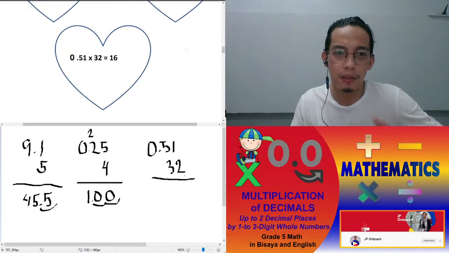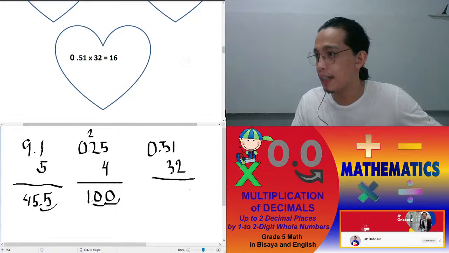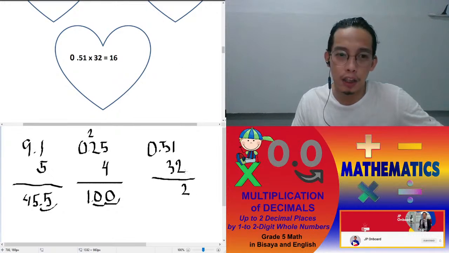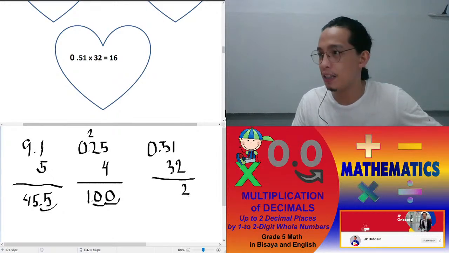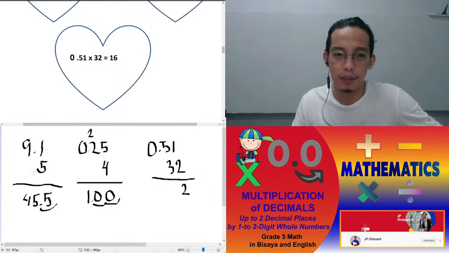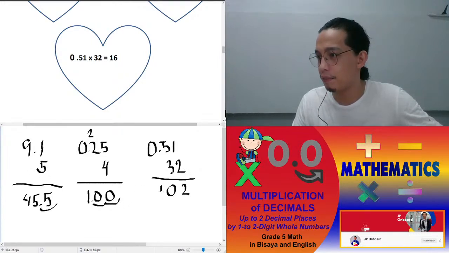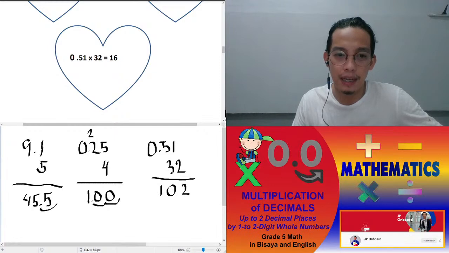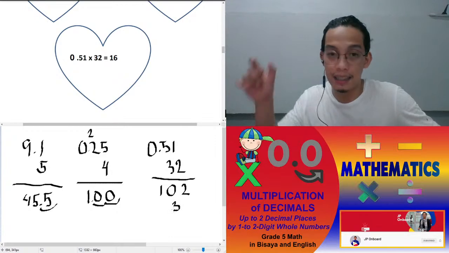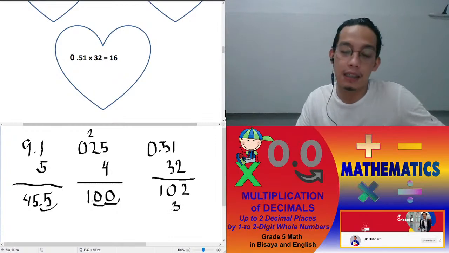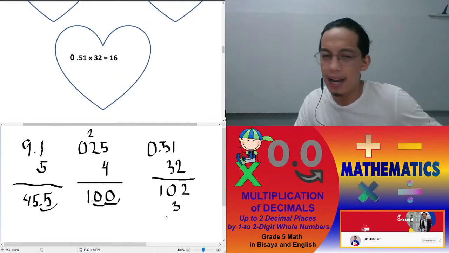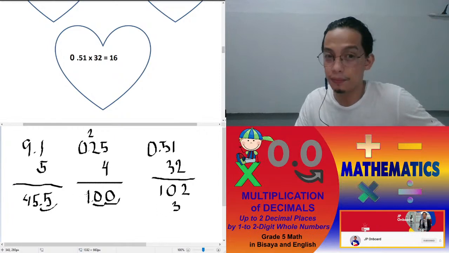We don't think of the decimal place first. We have 2 times 1 is 2, and then 2 times 5 is 10. So we have that 10. And then we continue with the next number because we have 2 digits. We have 3 times 1 is 3, and we place it in the second column. And 3 times 5 is 15.